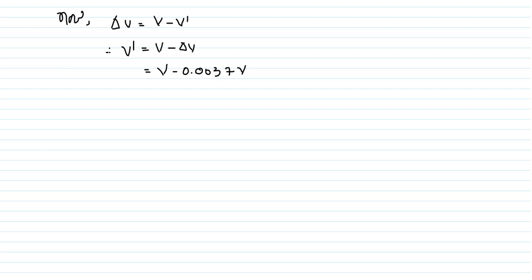Okay, now delta V is equal to V minus V dash, therefore V dash is equal to V minus delta V, that is V minus 0.0037 V. When you solve this, you get 0.9963 V. So this is V dash, you can say it is equation number 3.